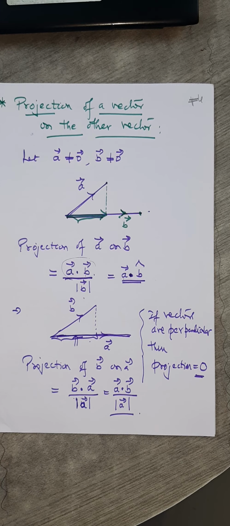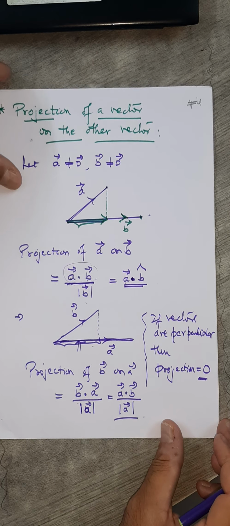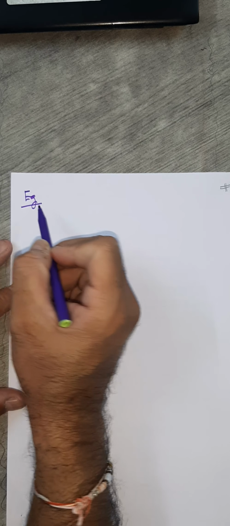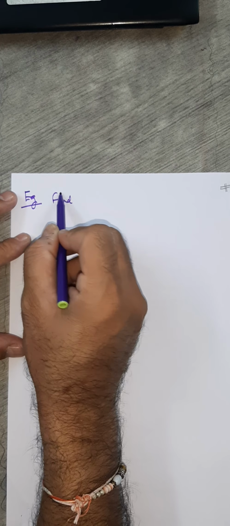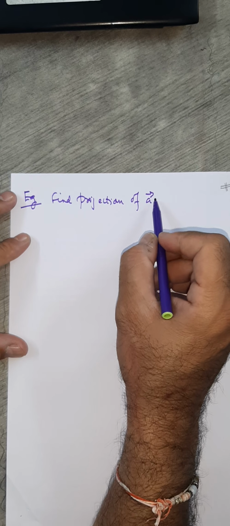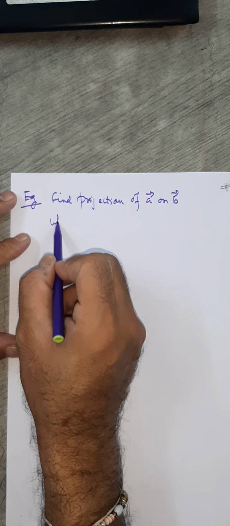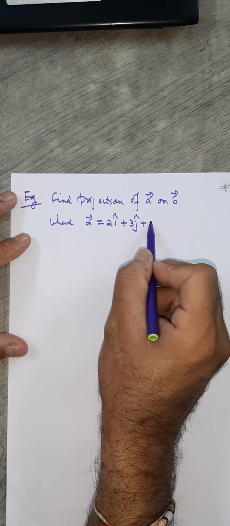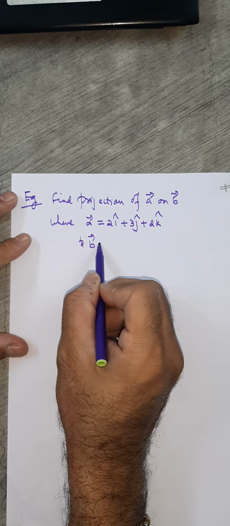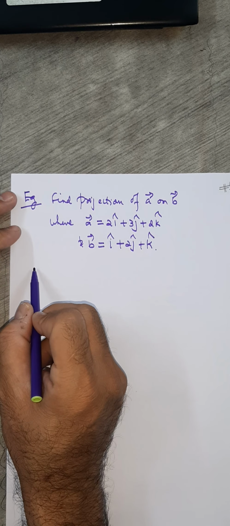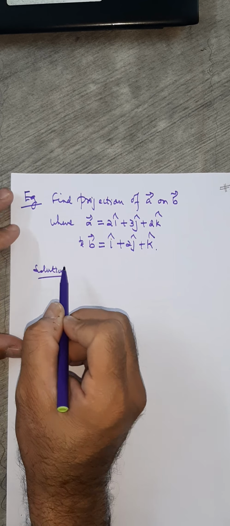Okay. Let me take one simple example here. The question is: find the projection of vector A on B, where vector A is 2i cap plus 3j cap plus 2k cap, and vector B is i cap plus 2j cap plus k cap. So in the solution, you just need to use the formula, nothing more than that.